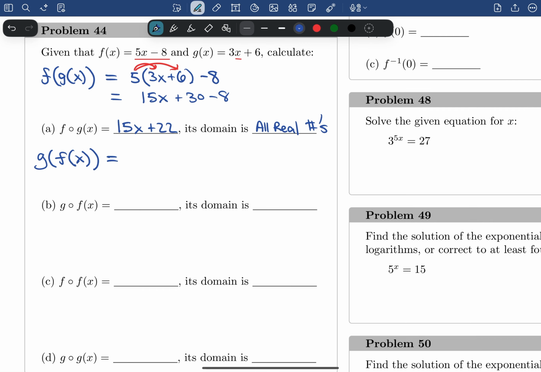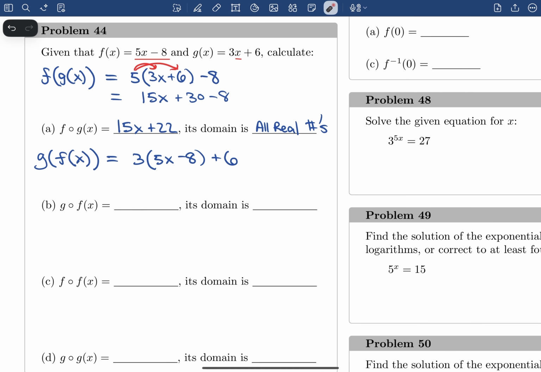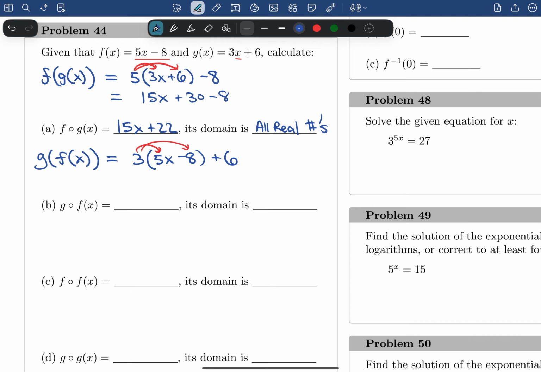Here I go. 3 times 5x minus 8 plus 6. Right? I started writing the g of x function. 3. When I got to x, I replaced it with the f of x stuff. Yeah, there it is. And then I added 6. I continued to write that g of x function. You've composed g of f of x now. Great job. But we need to simplify. So we're going to just distribute and combine any like terms that we can. So I get a 15x minus 24 plus 6.